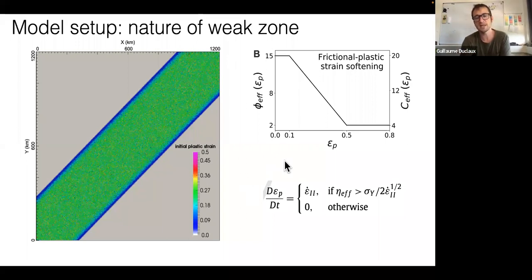And the way we set weakening in this system is we tell the code that when a particle accumulates plastic strain, and the amount of plastic strain increases above 10%, between 10 and 50%, the cohesion and friction angle are going to decrease. The friction angle is going to decrease from 15 degrees to 2 degrees, and the cohesion of the upper crustal rock is going to decrease from 20 megapascals to 4 megapascals in this model. So we play on these two parameters.